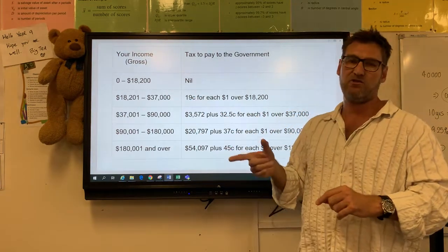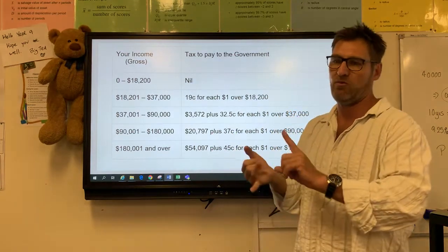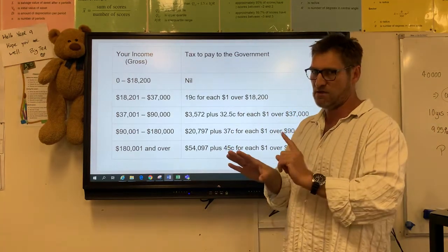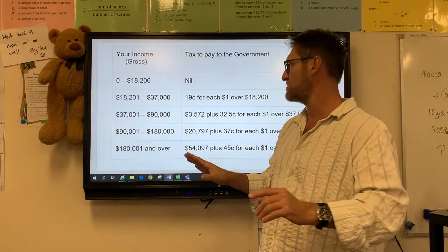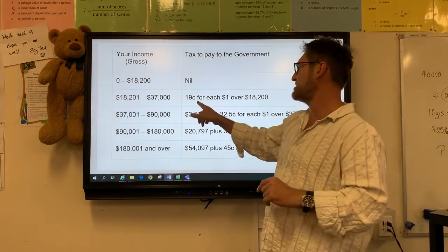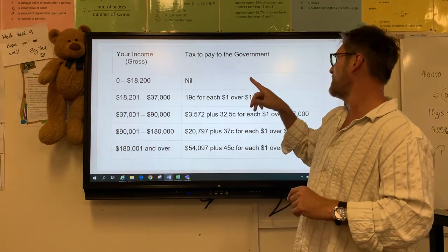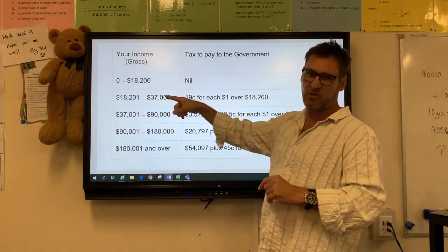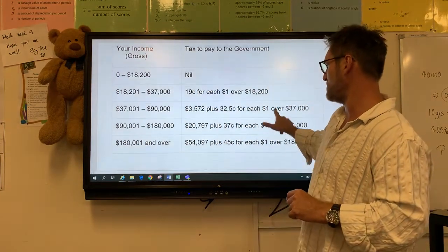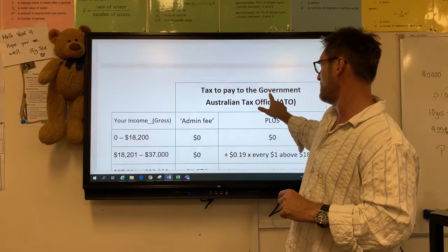Now don't forget, how do you do 19 cents on the calculator? 0.19. Not 19, because that's 19 bucks. 0.19, we're talking dollars. 0.19 times the amount that you went over, and you only went over by $1. All right, so let's go on to maybe some examples to have a look at it.